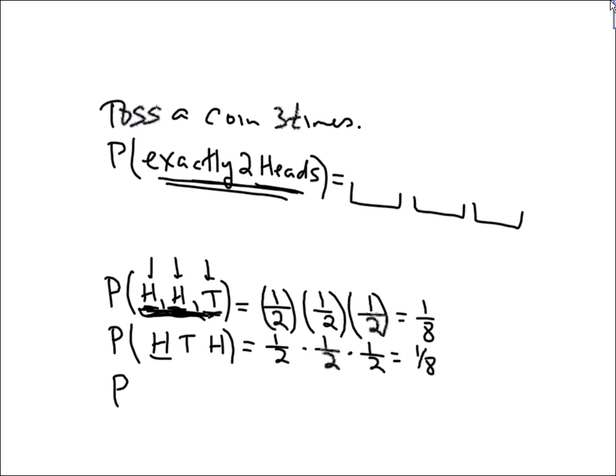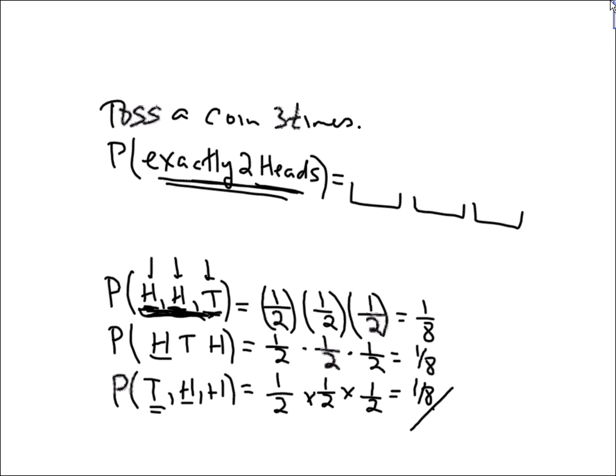But there's even another way of getting 2 heads, that is the third. You can have the tail in the first position. That is, the last 2 are heads. And the probability of the first toss is a tail is a half, times the second toss is a head is a half, times the third toss is a head is a half. We keep getting the same answer. That adds up to 3 over 8.